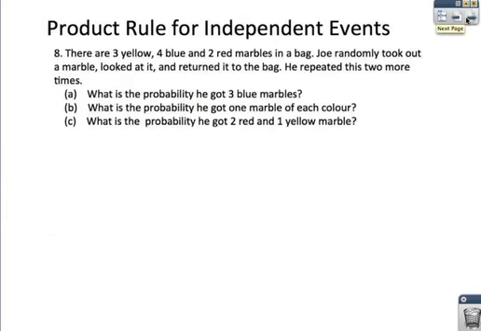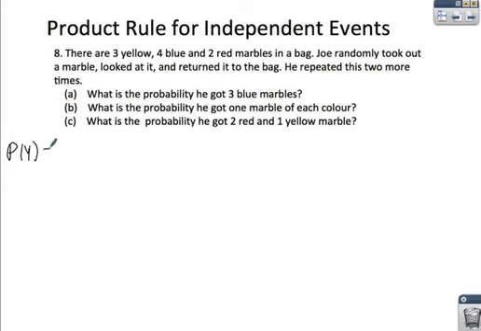And then question 8, the classic marbles in a bag question. There's 3 yellow, 4 blue, 2 red. Marbles randomly taken out, looked at, returned to the bag. What's key here too is that it's returned to the bag. We can't do this question in this way if it's not returned. There's another way of doing it. And since there is replacement, from trial to trial, it's independent, because the probabilities stay the same from trial to trial.